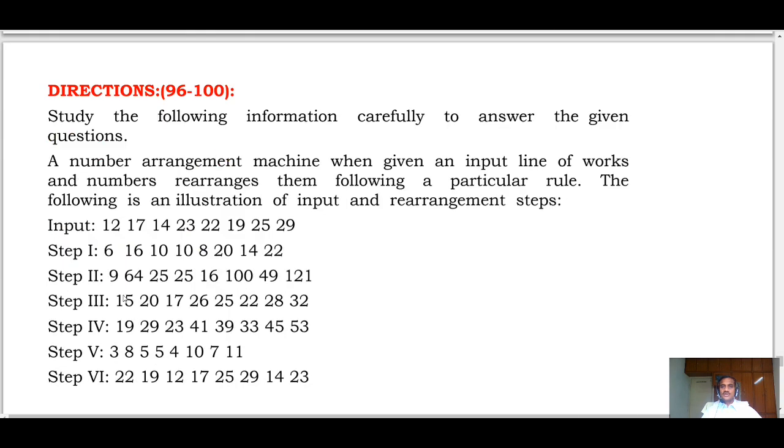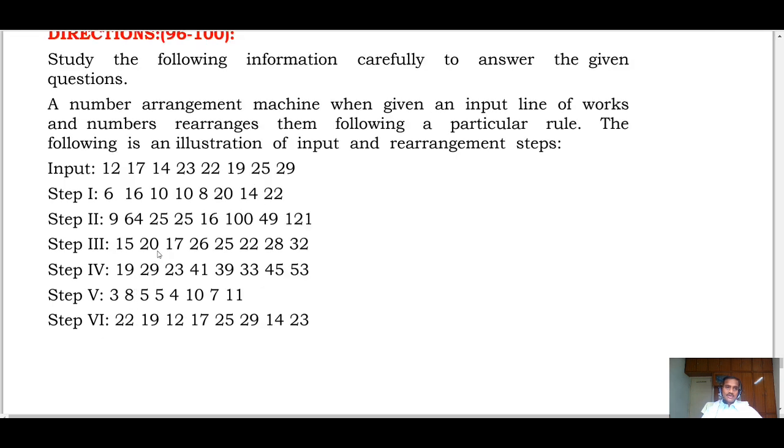Then 96 to 100, it is based on input and output. Now in this input and output, if you observe here 12, 17, 14, 8 numbers were given, and here again the same numbers were there, isn't it? Meanwhile in step 1 the numbers were changed, step 2 the numbers were changed, and so on. That means in each of these steps there is a separate logic. Now first let us check from input to step 1.